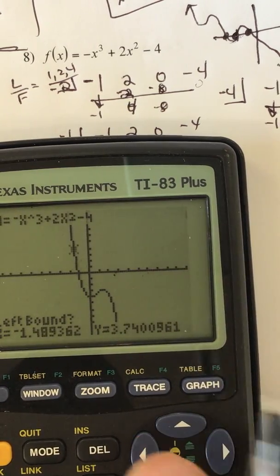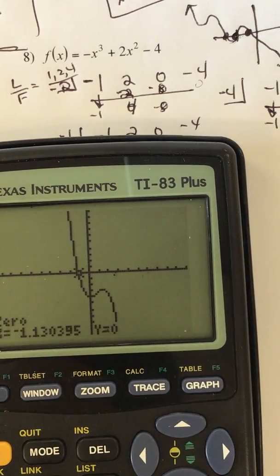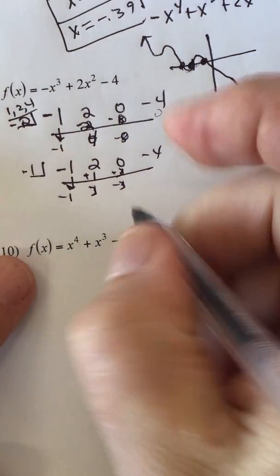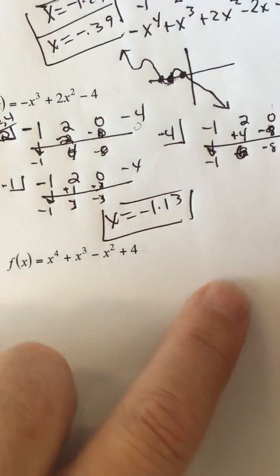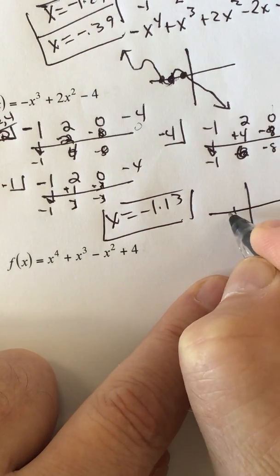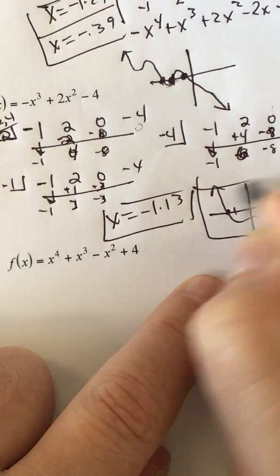Get to the left of this one. It looks like it's close to -1 anyway. Get to the right of that one. -1.13. So there's the real one, and we just saw what it looked like. It's crossing at -1.13 and doing something like that. So that's what I'm looking for.